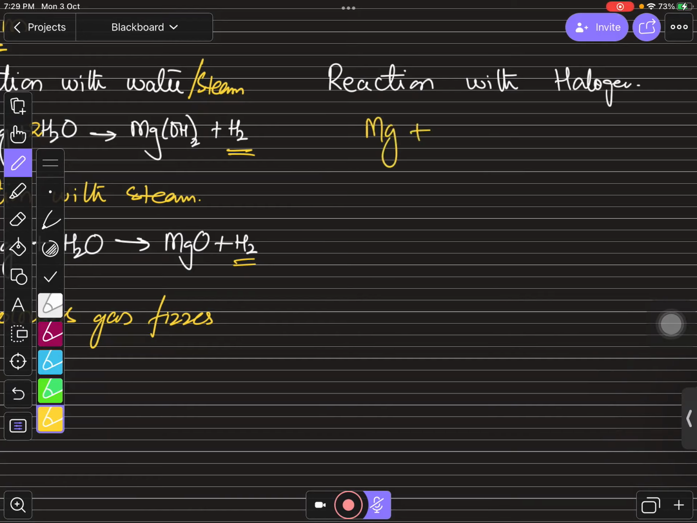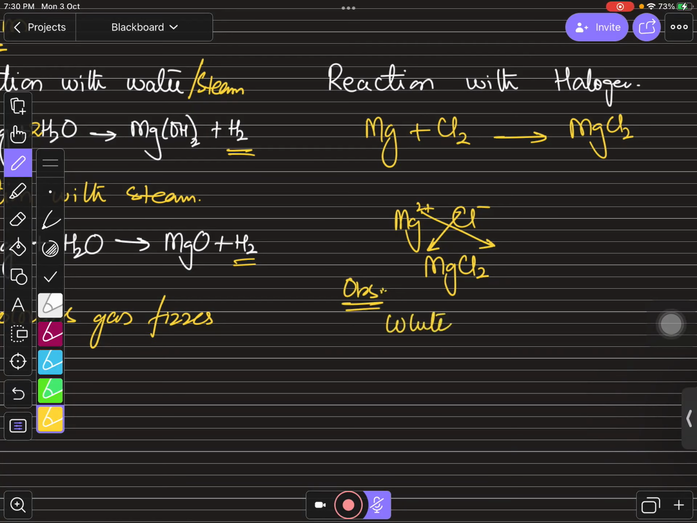Magnesium is going to react with any halogen. It is going to form magnesium chloride, right? Because chlorine is from group number 7 and magnesium is from group number 2. So the numbers are different, so they are going to be cross multiplied to give the formula of the compound. So over here, when magnesium reacts with chlorine, it will give you magnesium chloride. And again, magnesium chloride is a white solid. So you can write the observation over here: white solid forms.